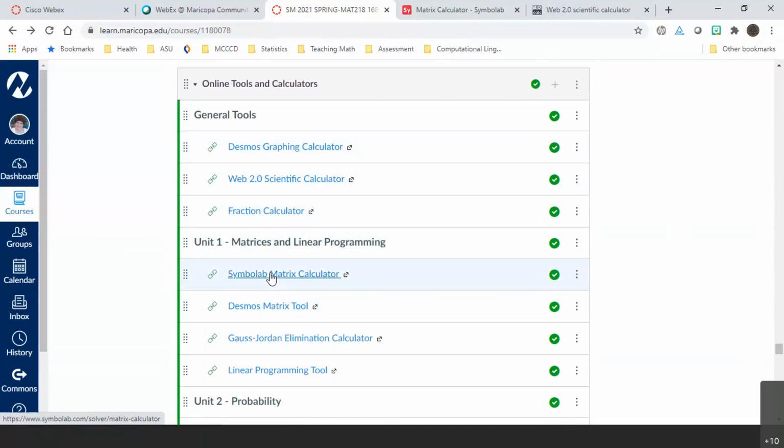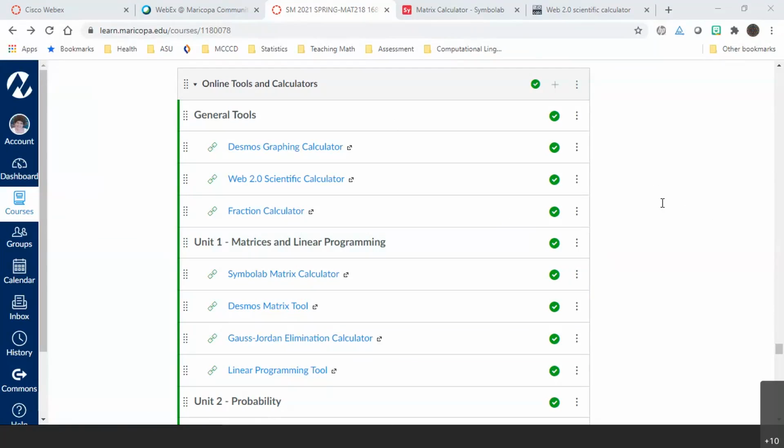And I'm going to be using the Symbolab matrix calculator. And again, you can see some other related tools here that you can use for matrices. So I'm going to be using this and possibly the scientific calculator. Again, I want to make sure everybody can find things. If you're ever not comfortable or you're thinking, what is she using now? Ask, and I'll point you to it.